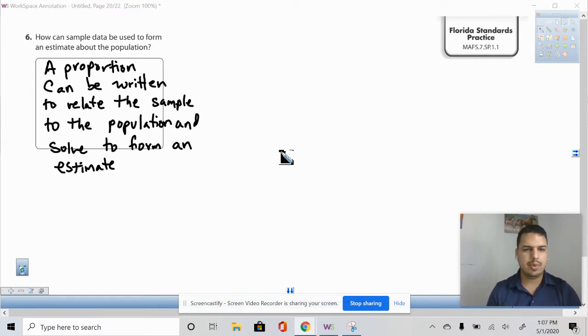How can sample data be used to form an estimate about the population? A proportion can be written to relate the sample to the population and solve to form an estimate. That's the answer to this question. But the best way to explain this is by using an example.